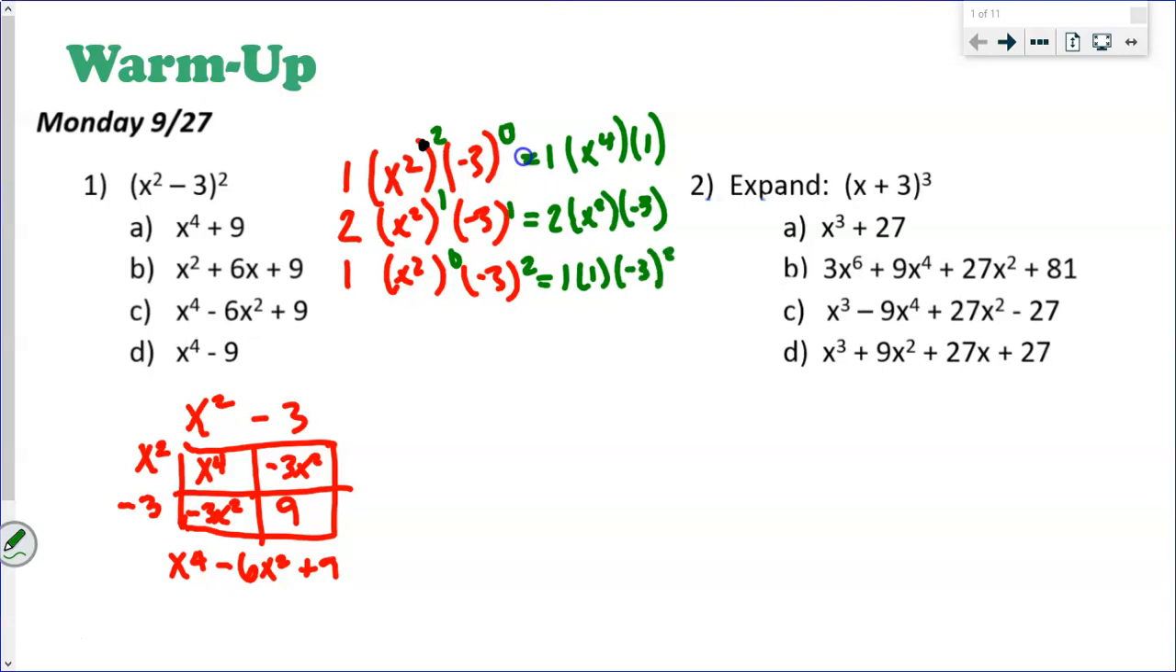Okay, so if we go ahead and simplify this down here, we're going to get x to the fourth. 2 times negative 3 is negative 6, x squared, and then negative 3 squared is 9. So either way, we get the same answer.